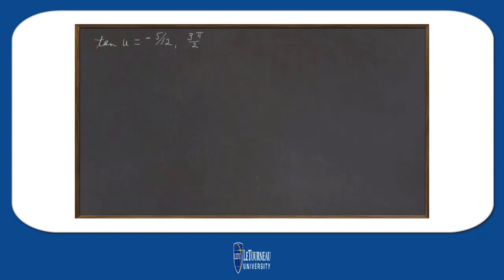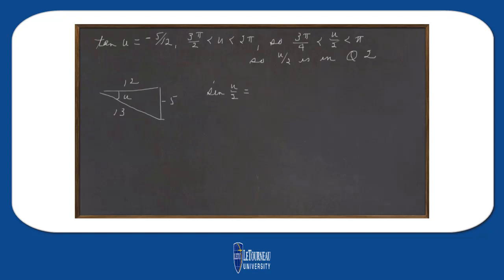Let's suppose that the tangent of u is minus 5/12, and you notice there that we put u in the fourth quadrant. So therefore 3 pi over 4 is less than u over 2 is less than pi. So u over 2 is in quadrant 2.